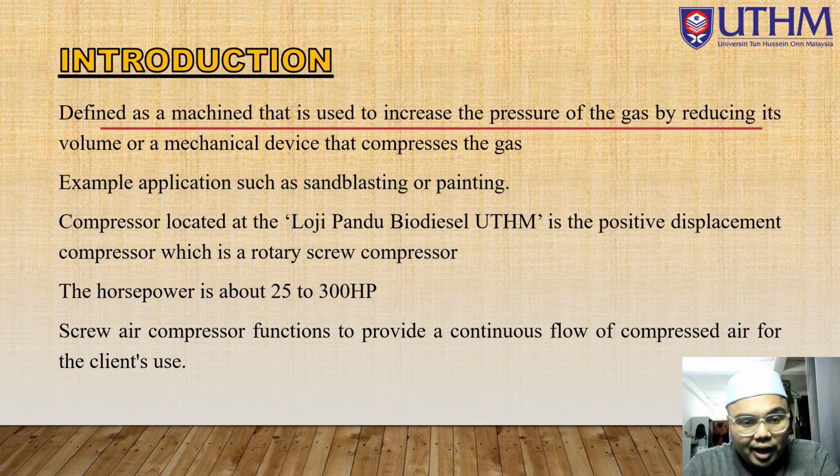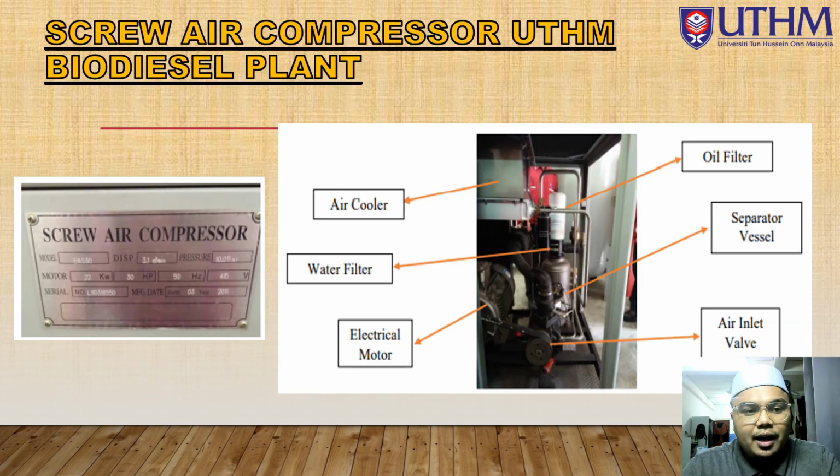Next, the compressor located at the UTHM biodiesel plant is a positive displacement compressor type, which is a rotary screw compressor. The horsepower for that compressor is about 25 to 3000 horsepower. The screw air compressor functions to provide a continuous flow of compressed air for the client's use. As mentioned in this slide, this is the screw air compressor at the compressor room. This is the tagging and also the cooling part of the air compressor in the compressor room.